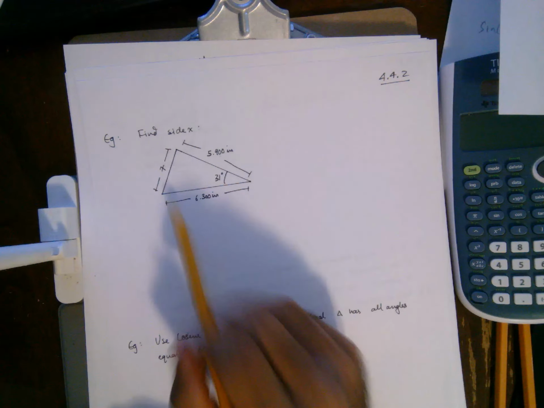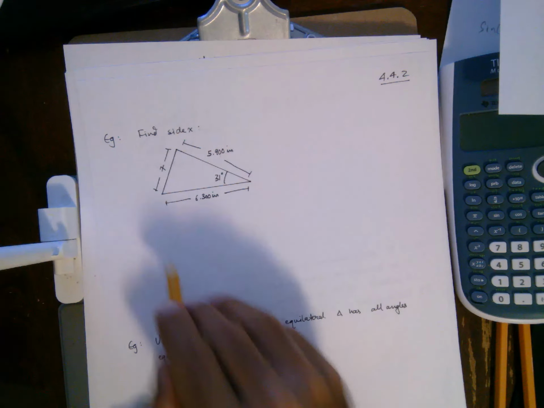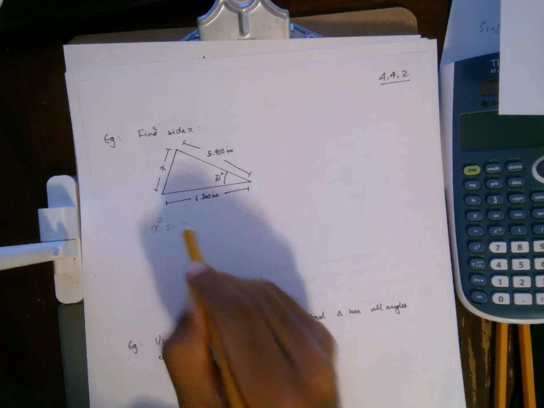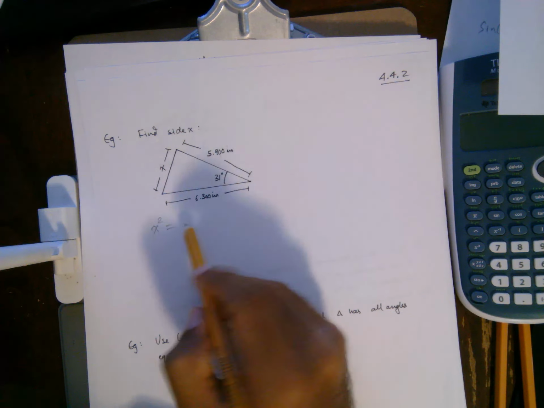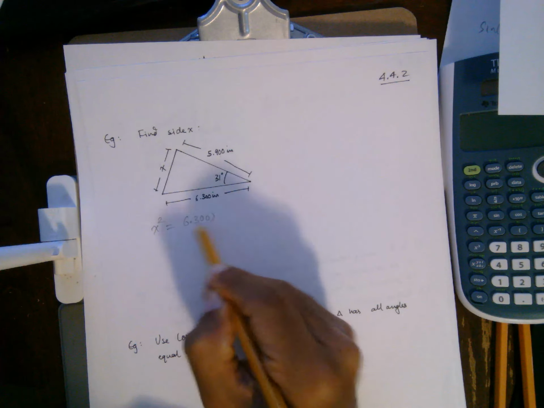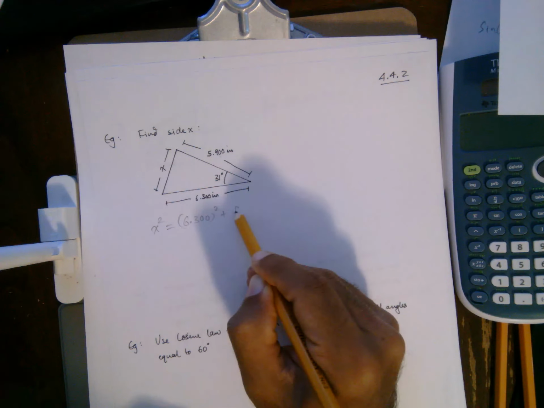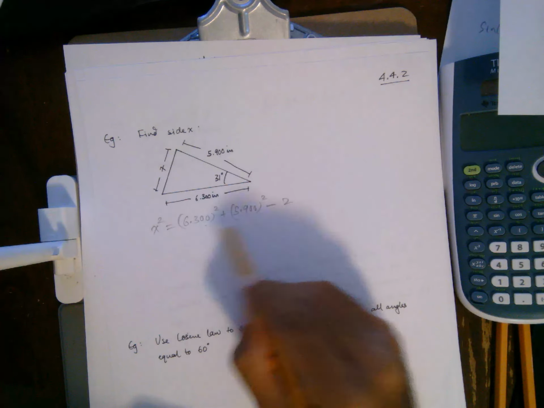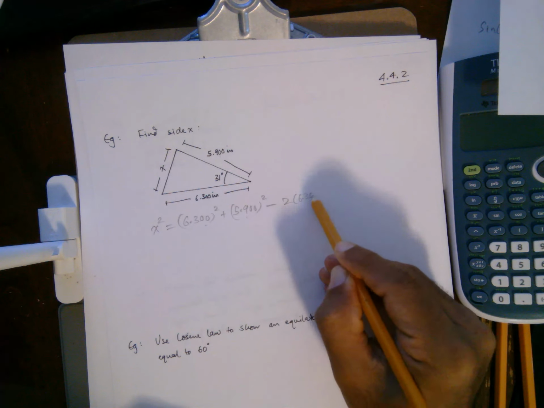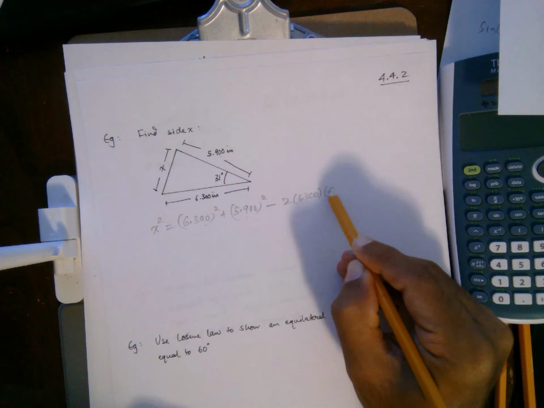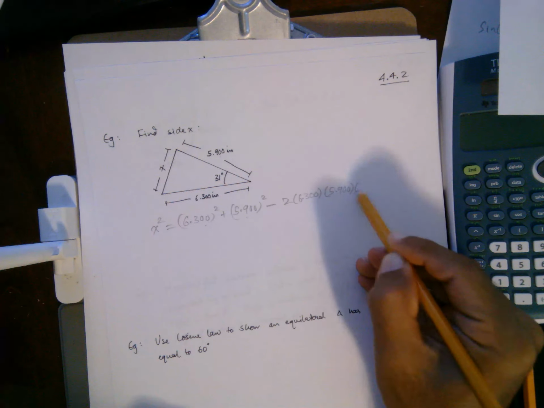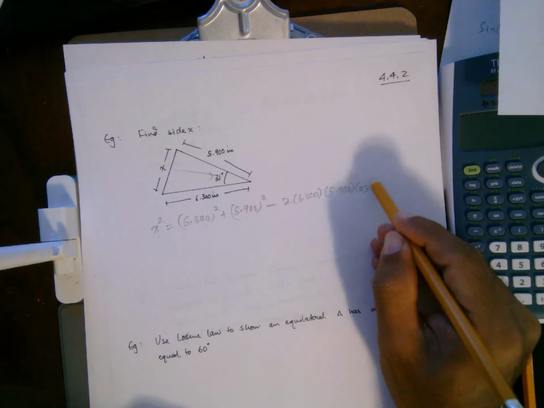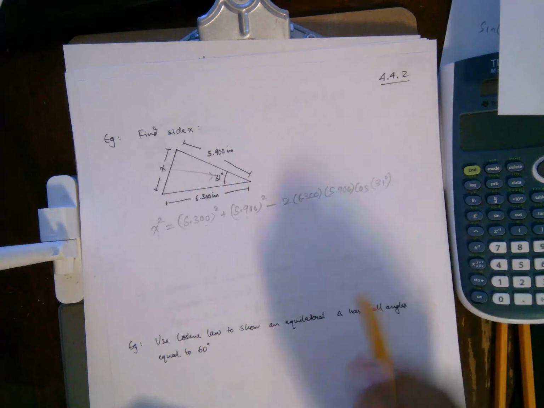But we can use cosine law, right? So x squared is going to equal the other two sides squared, 5.900 minus 2 times these sides that you know, cosine of the same letter. What's opposite angle x? 31. So it's cosine of 31.